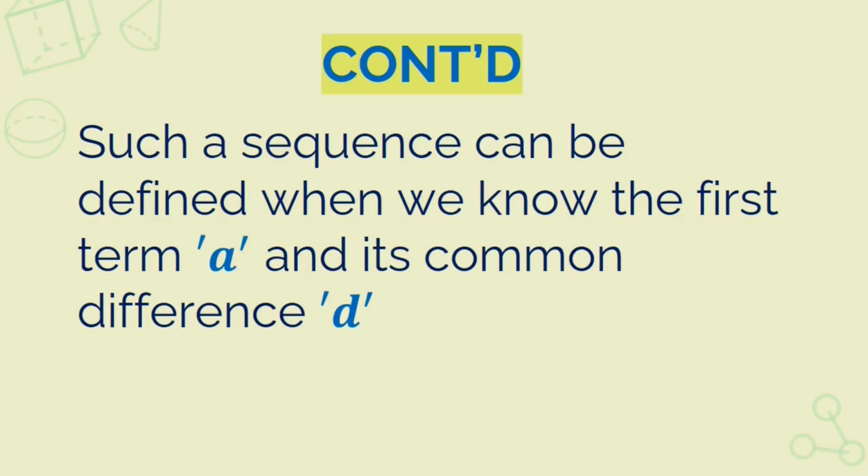Now a sequence can be defined when we know the first term, which is noted as A, and the common difference, which is also noted as D. So anytime we have a sequence, the first term is always denoted with the letter A, and the common difference is represented using the letter D.